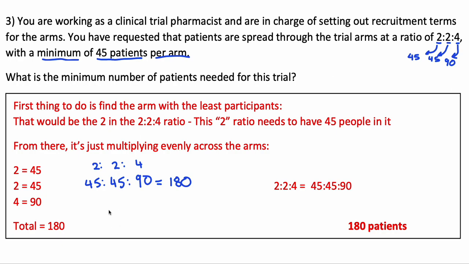Okay. What you don't want is to divide the 45 by 2 and then do it 1 to 1 to 2, because you won't have a minimum of 45. You need the minimum number to be 45, and then it's easy multiplications from there. So that's how you do a trial arm question.